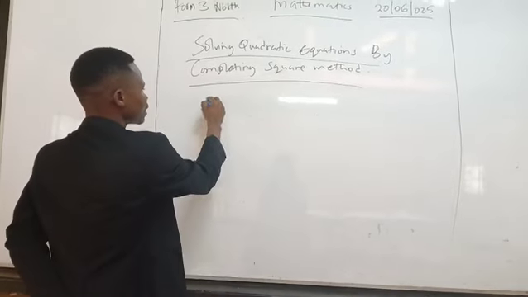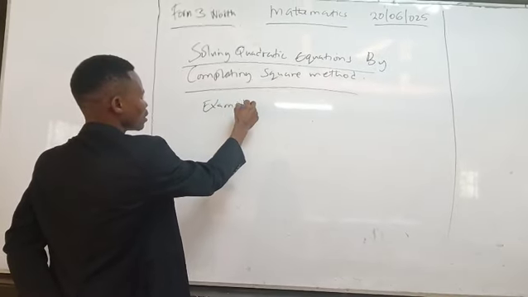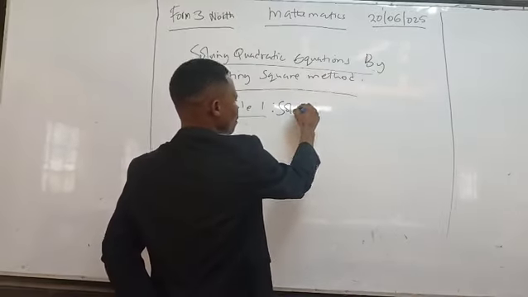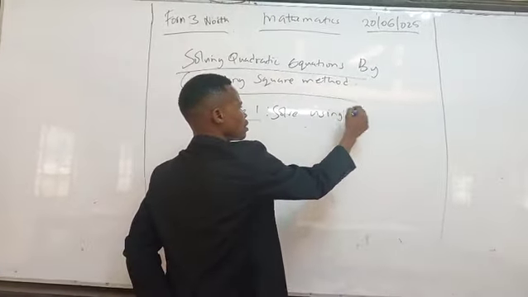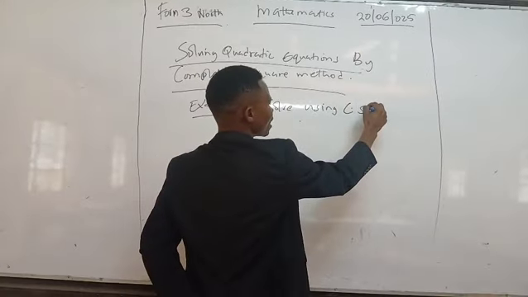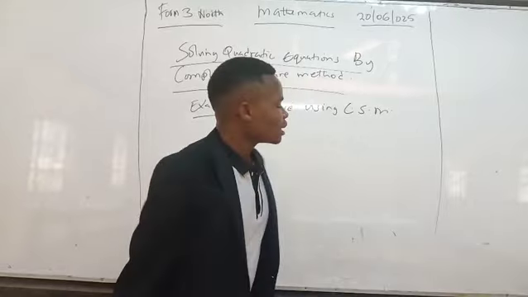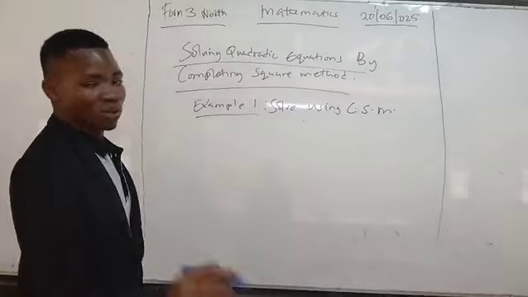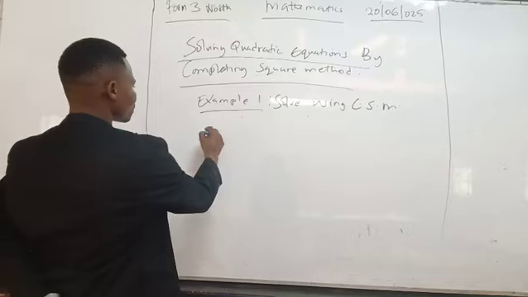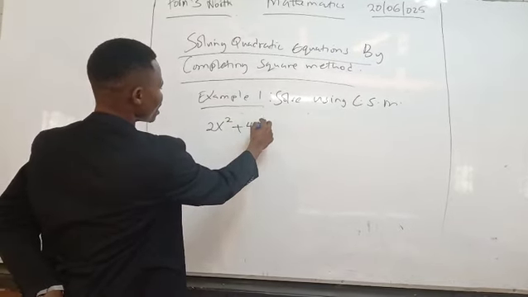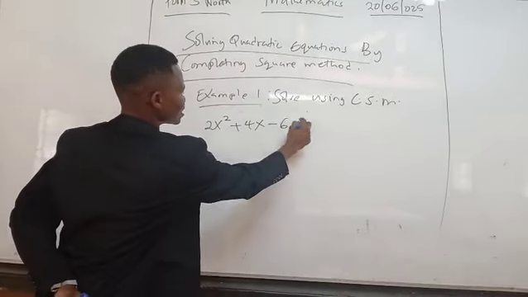Example 1. Solve using the completing square method. This is CSM, completing square method. The equation is 2x squared plus 4x minus 6 is equal to 0.